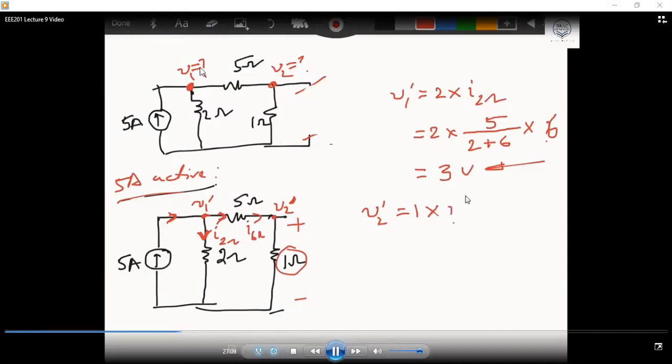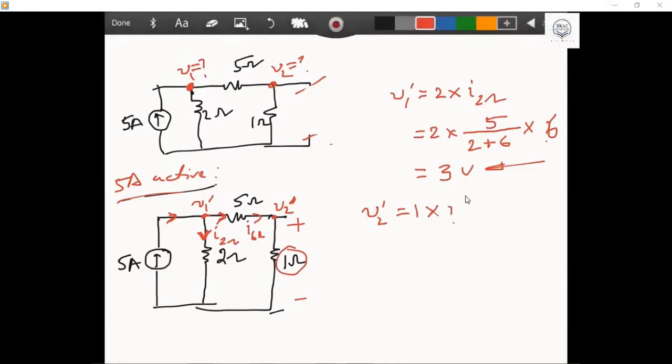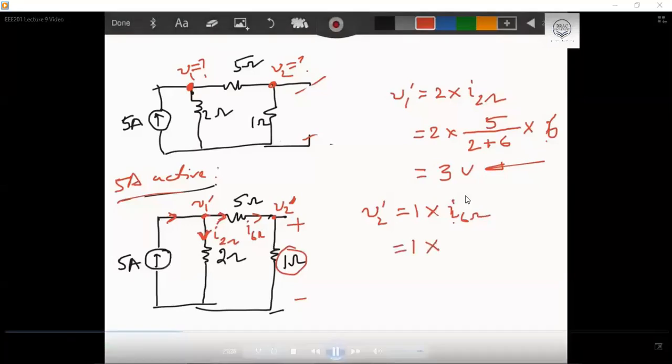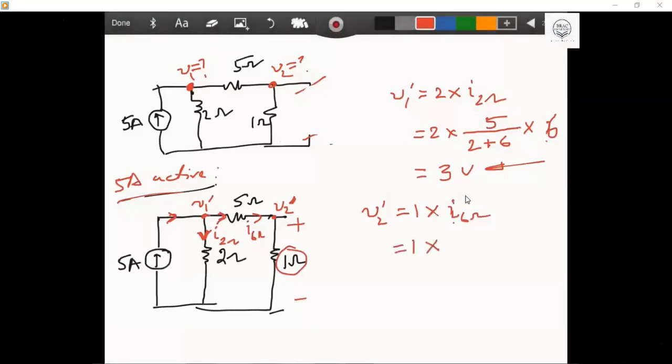Is it I2 ohm or I6 ohm? Sir, I6. I6 ohm. It is a very simple thing, you know. Ohm's law, now one is resistance I6. Through the current division rule, I6 will be what? Total current is 5 divided by the summation of the two resistances, that is 2 plus 6, into the opposite resistance. Opposite resistance is what?